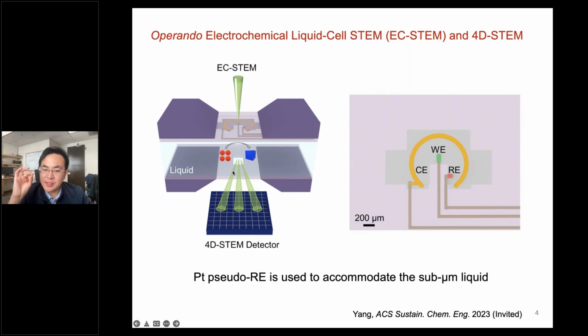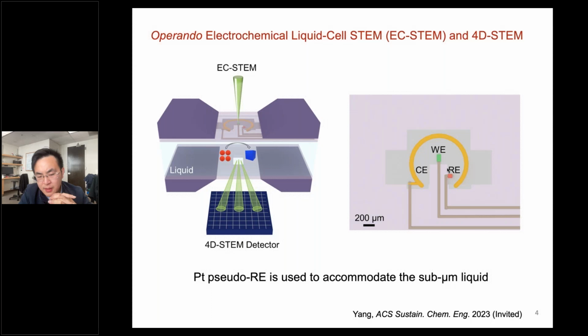a typical EC-STEM setup, where we have a liquid thickness on the order of half a micrometer, which has benefited greatly from technical help from prototypes. On the right side, you see a typical design of the three-electrode system. We have working, counter, and reference electrodes all in the same cell. Because of the confined space of sub-micrometer liquid, we cannot use a regular commercial reference such as silver chloride, or have a salt bridge in this case.